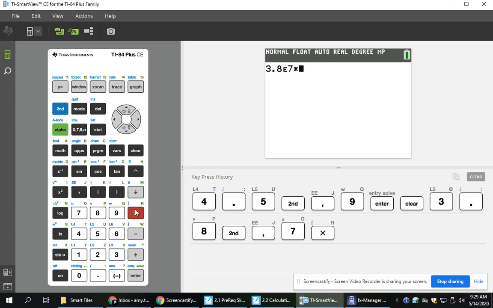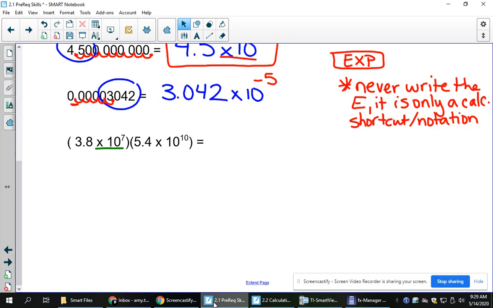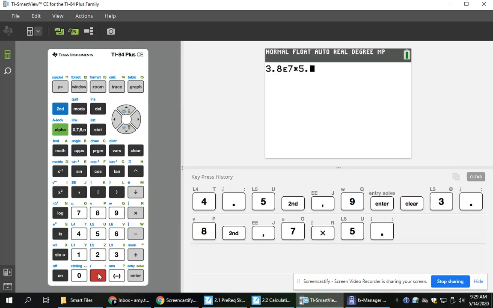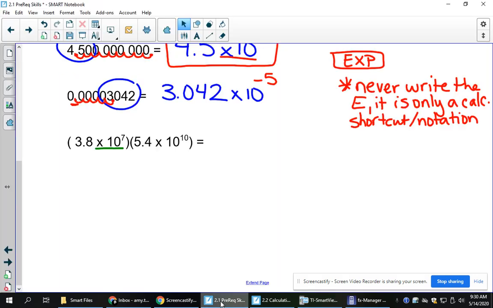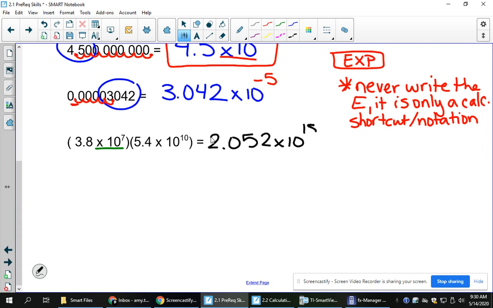All right. I want to times this number by 5.4 times 10 to the 10. 5.4, second comma, 10. Okay, so go ahead and write that number down, but remember, don't write it with the E. Okay, so we got 2.052 times 10 to the 18.